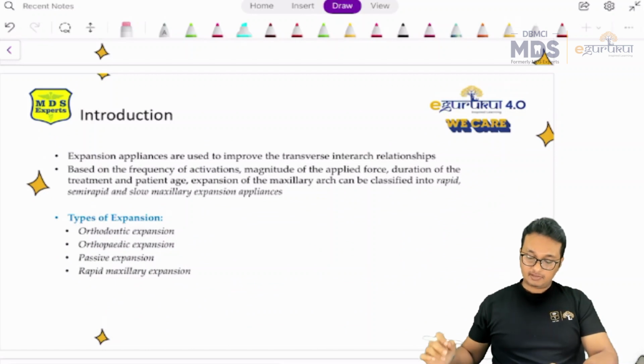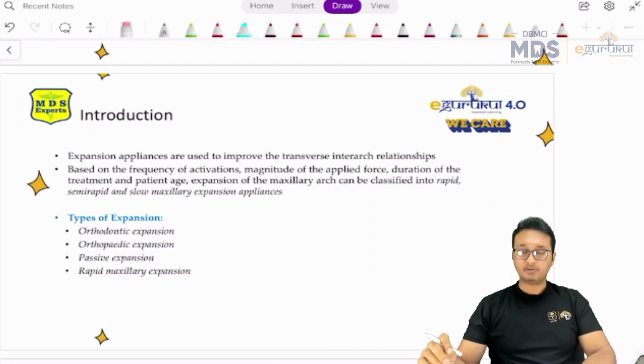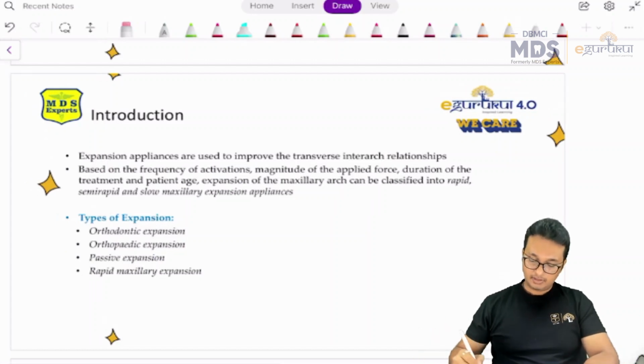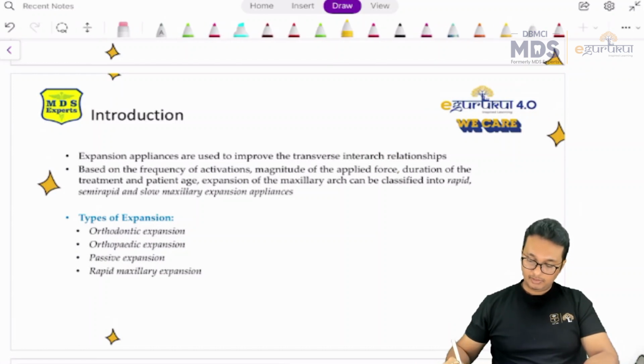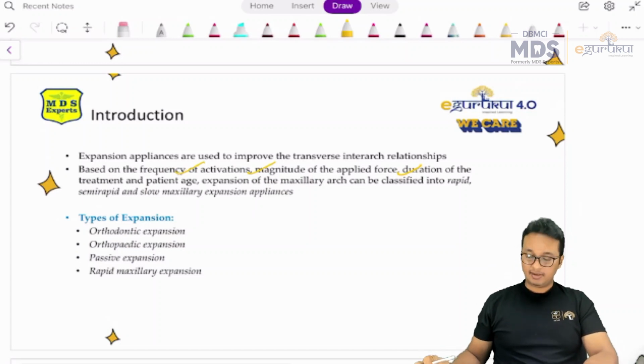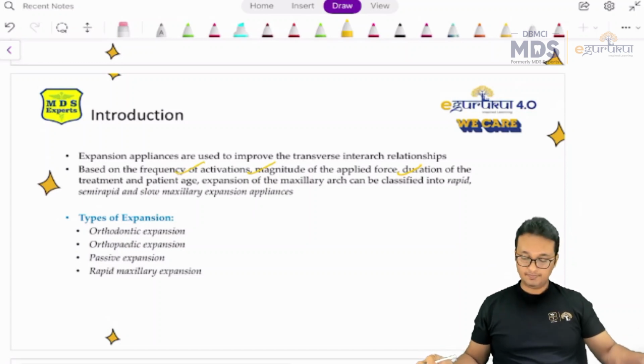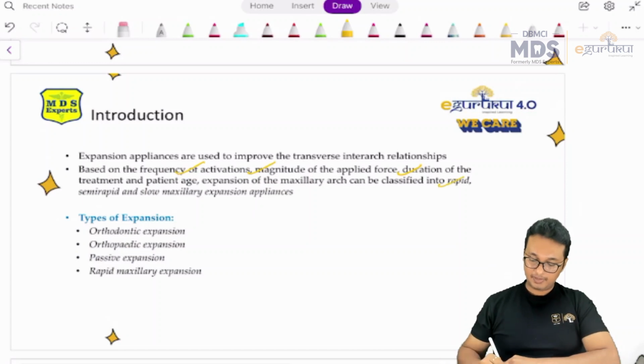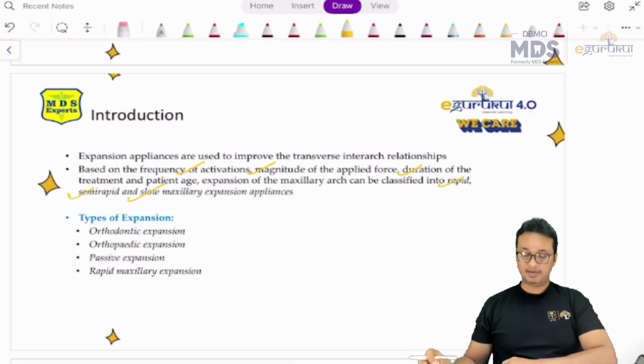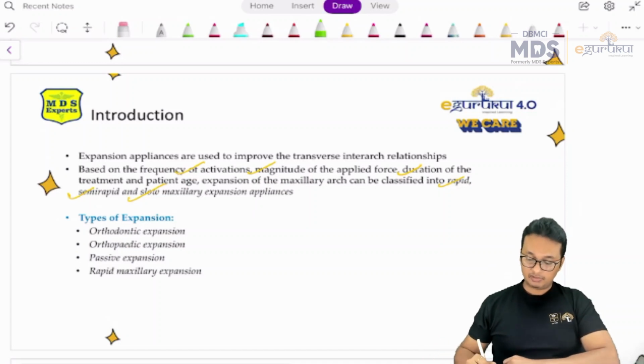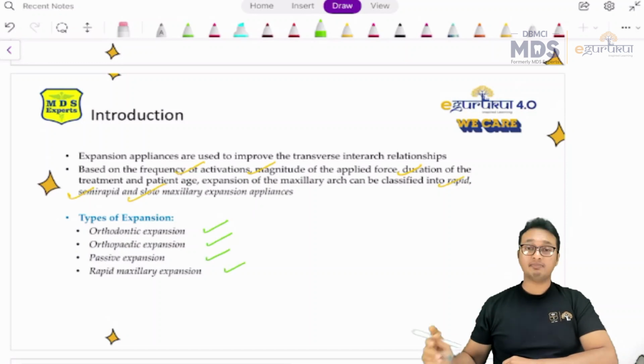Introduction. Expansion appliances are used to improve the transverse inter-arch relationships based on the frequency of activations, magnitude of the applied force, duration of the treatment, and patient age. Expansion of the maxillary arch can be classified into rapid, semi rapid, and slow maxillary expansion appliances. Now, what are the different types of expansion? We can have orthodontic expansion, orthopedic expansion, passive expansion, and rapid maxillary expansion.